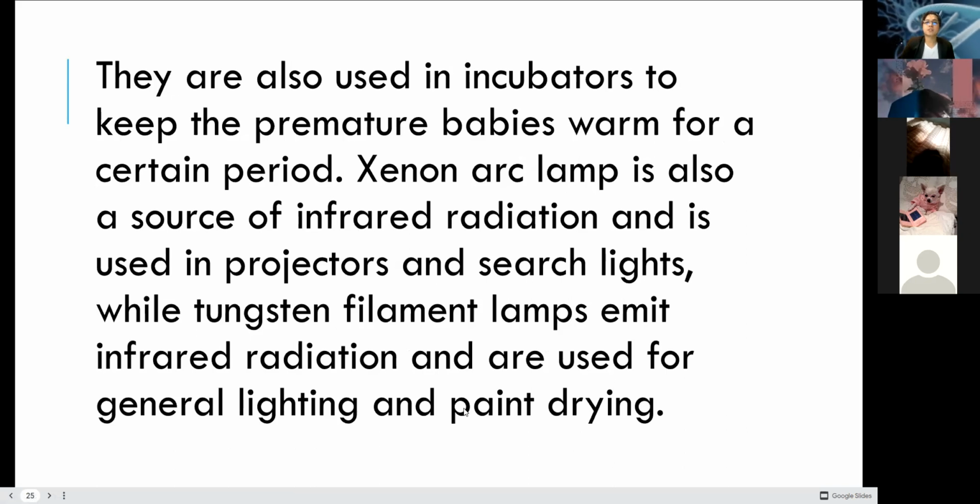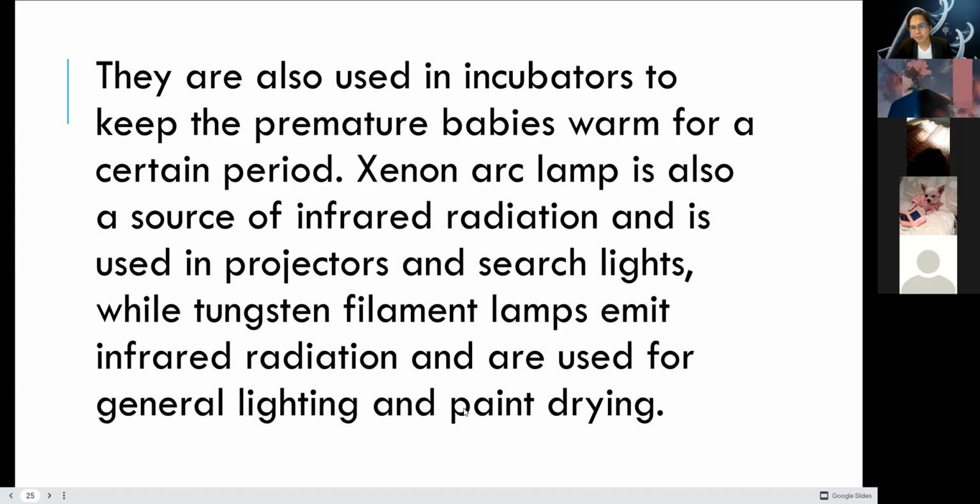They are also used in incubators to keep premature babies warm for a certain period. A xenon arc lamp is also a source of infrared radiation and is used in projectors and searchlights, while tungsten filament lamps emit infrared radiation and are used for general lighting and paint drying.